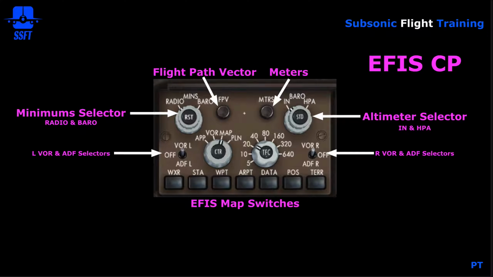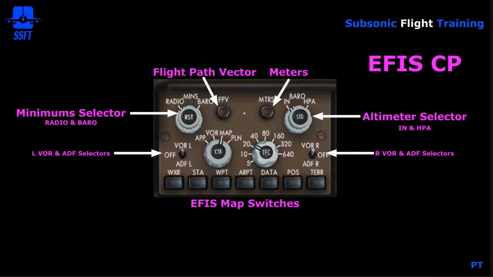Moving down, you have a little toggle switch that's used for left VOR and left ADF, or to turn the display off. Moving to the right of that, you have the ND map select switches here, or mode select switches that encompass the approach mode, VOR mode, map mode, and plan mode on the navigation display. Just to the right of that is the range selector, which varies from 5 miles to 640 miles. And then just to the right of that would be the switch for the right VOR or right ADF, or to turn that display off on the ND.